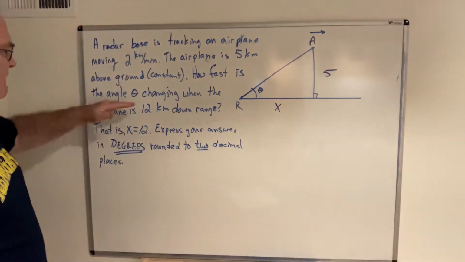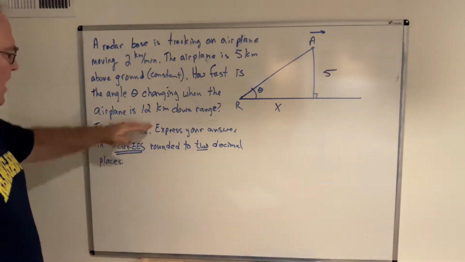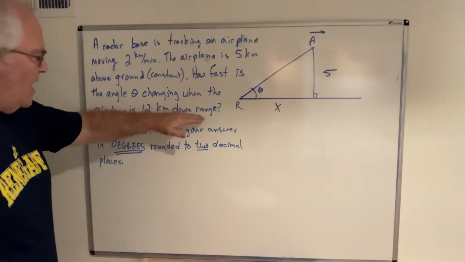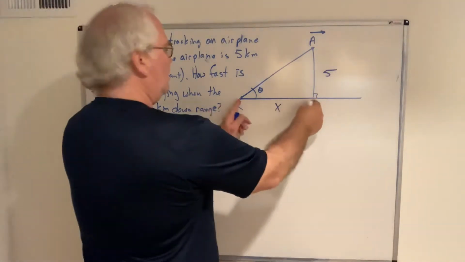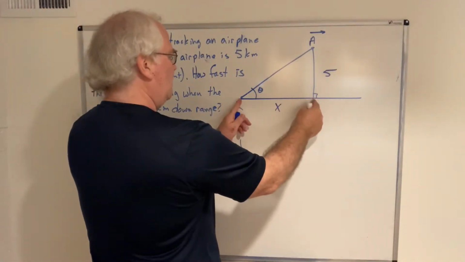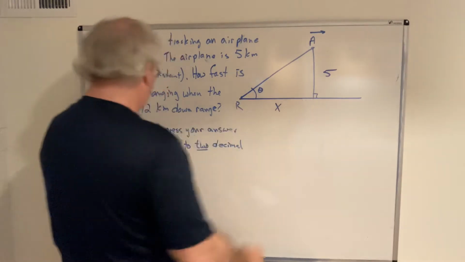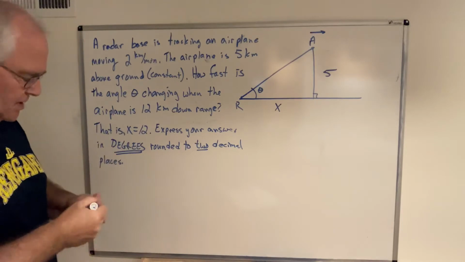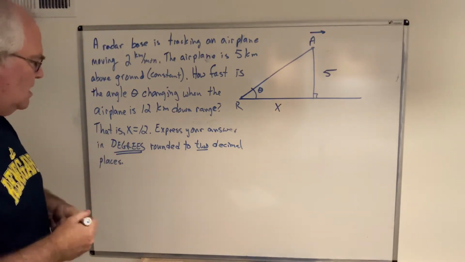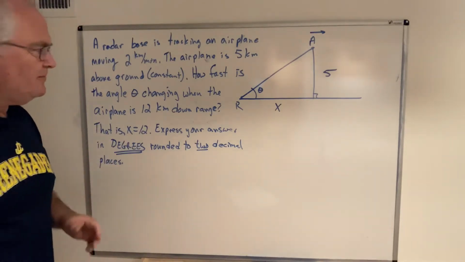Okay? So how fast is the angle changing when the airplane is 12 kilometers downrange? That is to say, given x is 12. So we're given this x value. We want to know when this x value is 12. And so express your answer. Oh, this is interesting. Express your answer in degrees rounded to 2 decimal places.